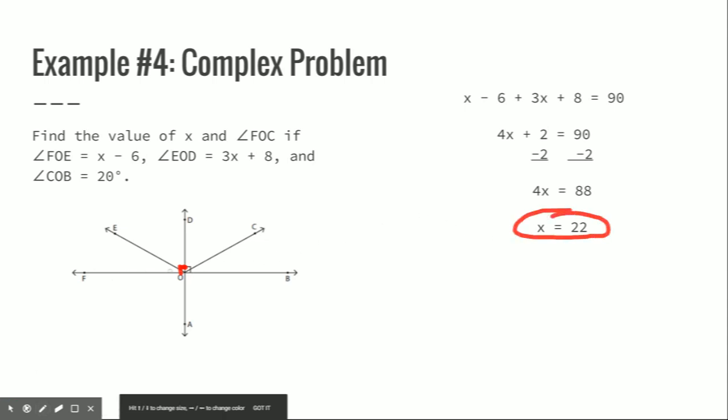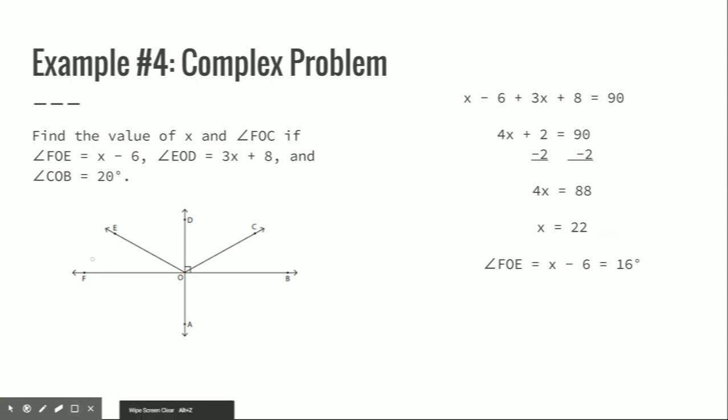And so that doesn't tell us the actual angles. Now, if we want to find the angles, we plug these numbers in. So FOE was x minus 6. So all I do is plug in 22, and I get 22 minus 6 is 16. So right here, I've got 16 degrees. And I'm having a hard time drawing. Let's see. 16 degrees right there.